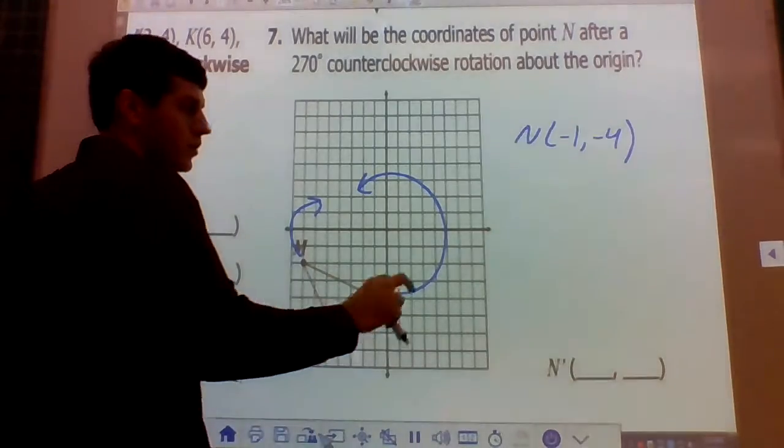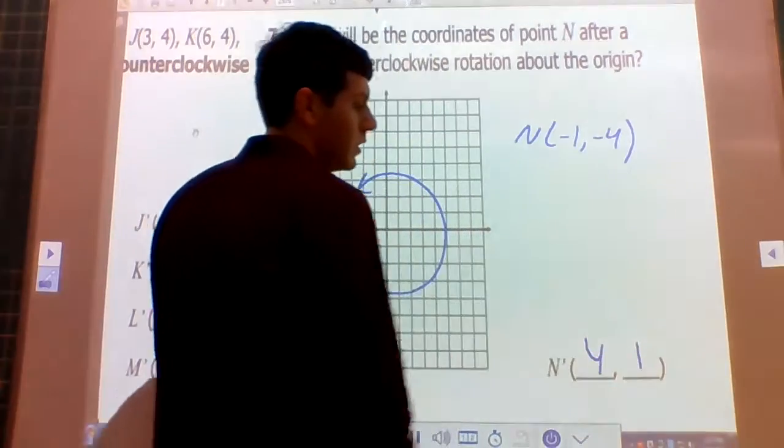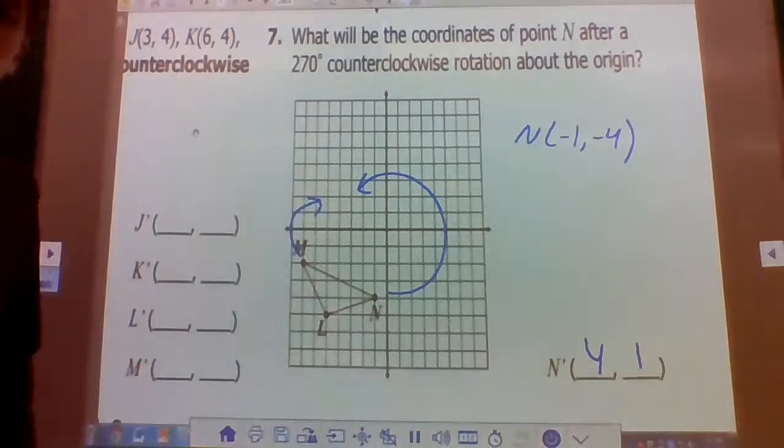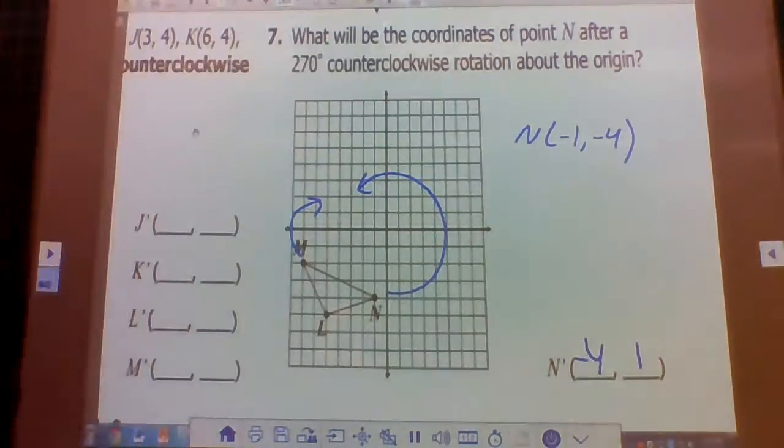So the first step here is we want to switch their numbers. So we have 1, 4. That becomes 4 and 1. Then we want to determine what quadrant we're going into. Well, we're going into quadrant 2. So that is negative x and positive y.